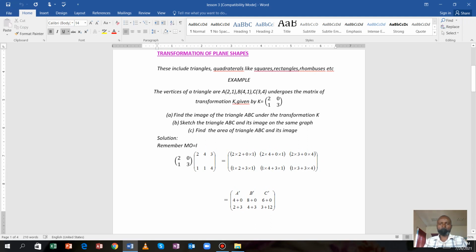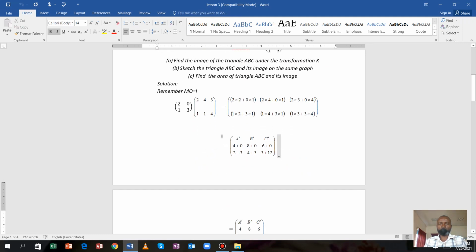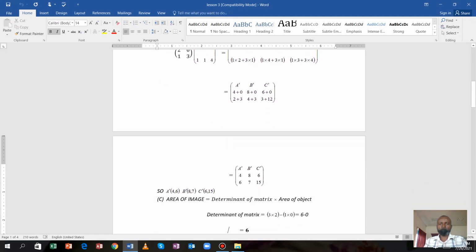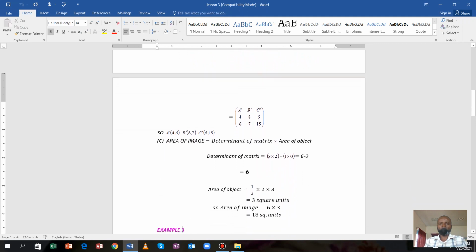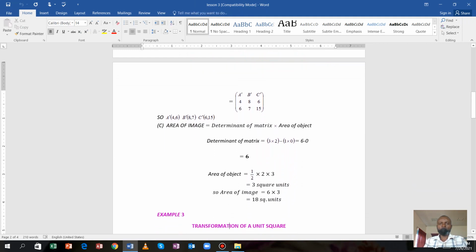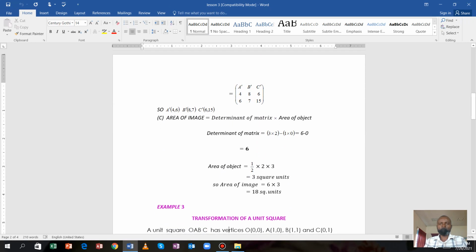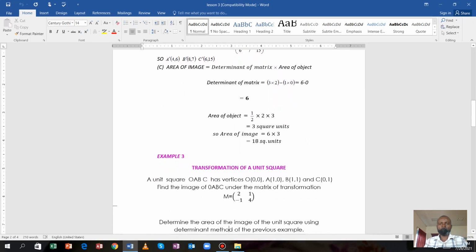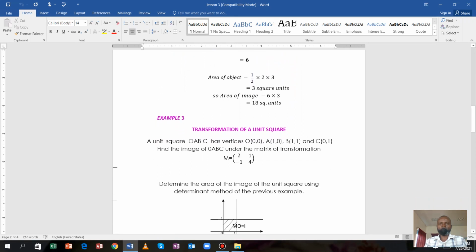You'll still get the same answer in case you didn't want to use determinant, but sometimes they say use determinant method. So that's the formula. Don't forget the formula. It is area of the image is equal to get the determinant of the matrix times area of the object. So that is an example. Now let's look at another example.